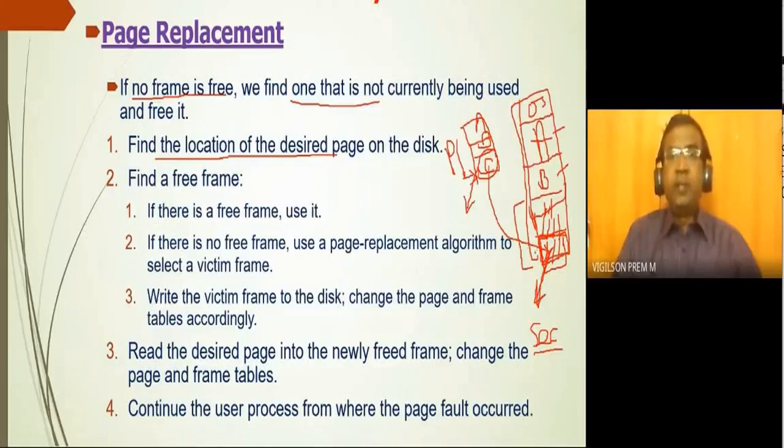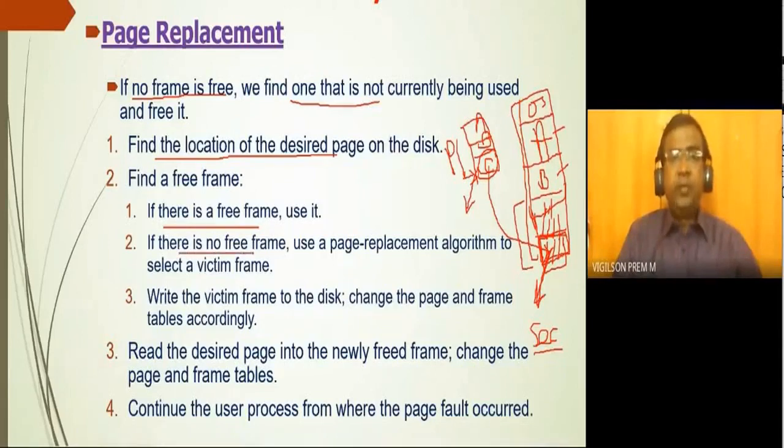Second step, find a free frame. As I told just now, find a frame that is not in use. If there is a free frame, then you can directly transfer the block C into main memory. If there is a free frame, no problem at all. We can just transfer from secondary storage to main memory.